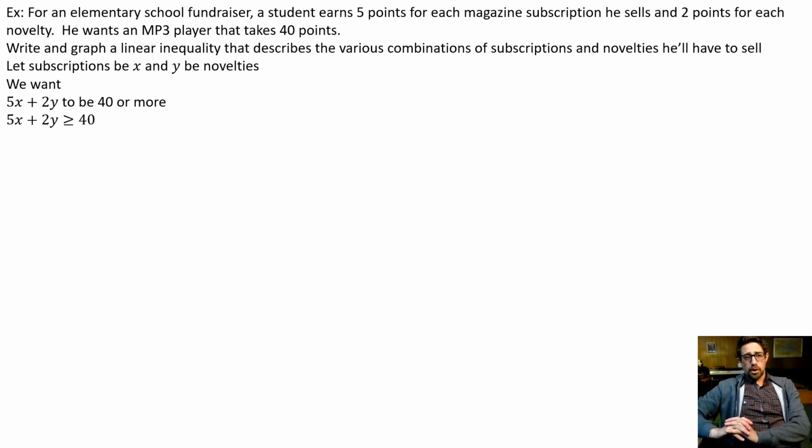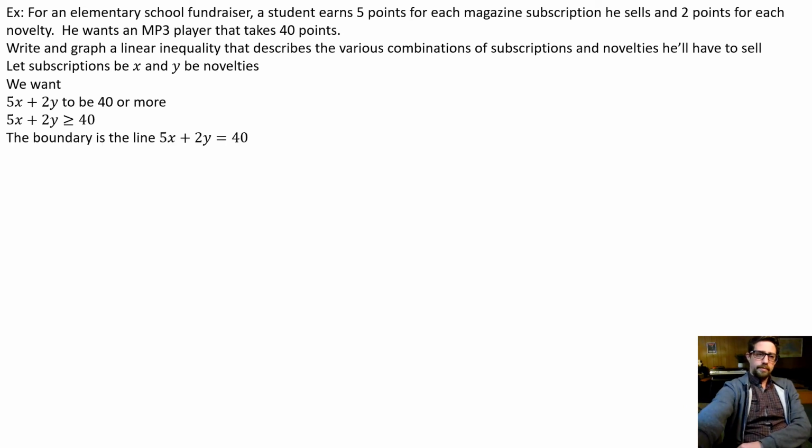Okay, so here we go. Pretend that's an equal sign. Graph 5x plus 2y equals 40. Once again, easy to do with the intercepts. When x is 0, y is 20. When y is 0, x is 8. See where I got that?